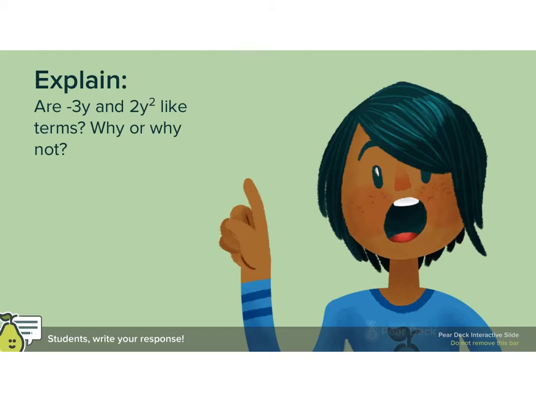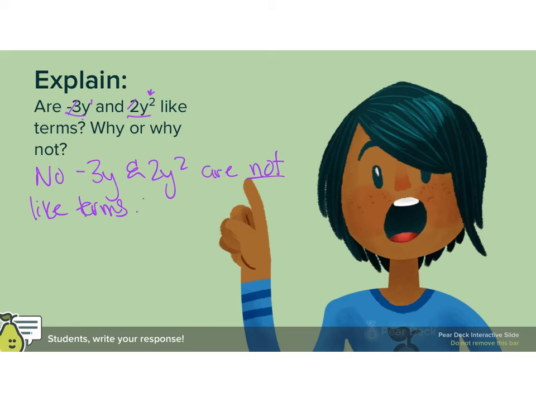Okay, so our -3y and 2y squared: like terms, why or why not? So I don't care about the coefficients, but I look at the variable, they're the same. I have a y and a y, but the exponents, this is a 1 and this is a 2. So no, -3y and 2y squared are not like terms, period. The variables are the same. So that's what it's supposed to be, but the exponents are different.